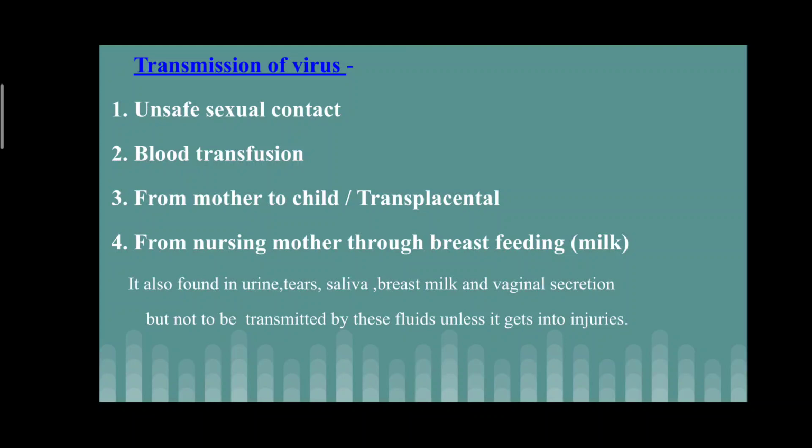Besides these, other methods of spreading of the virus are rare and include accidental needle injury, artificial insemination with infected donated semen, and transplantation with infected organs. It is also found in urine, tears, saliva, breast milk and vaginal secretions, but not transmitted by these fluids unless it gets into injuries.